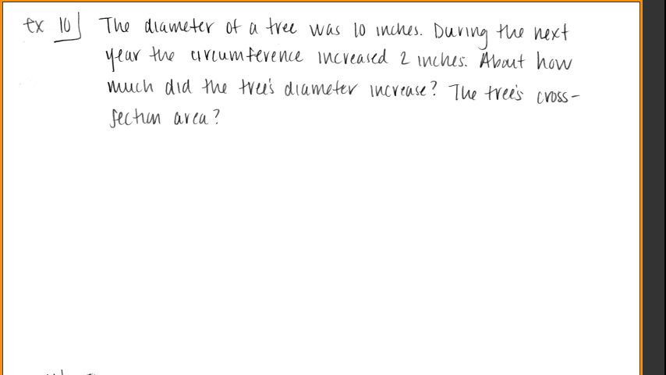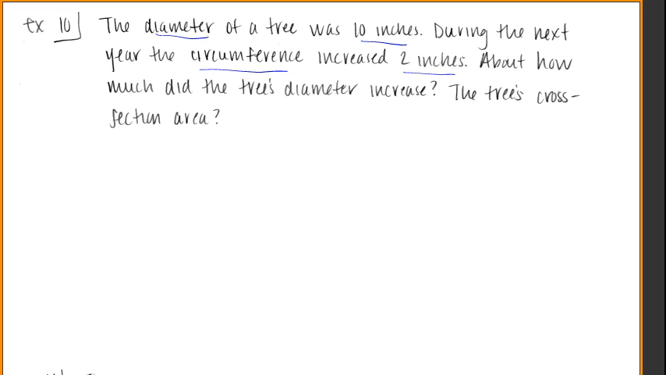Example 10. The diameter of a tree was 10 inches. During the next year, the circumference increased 2 inches. About how much did the tree's diameter increase? The tree's cross-section area. Okay, so reading through example 10, you notice that the diameter of a tree was 10 inches, and the next year their circumference is what's increased by 2 inches. So diameter was 10, and we had a circumference increase of 2 inches. About how much did the tree's diameter increase and then the tree's cross-section increase?